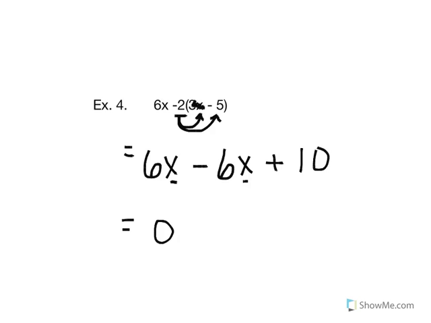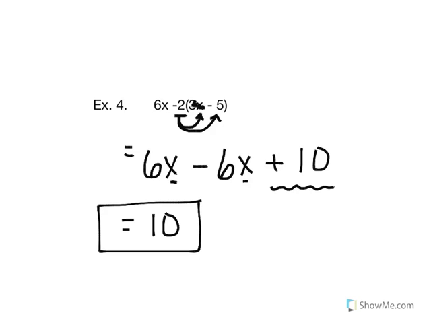Now I could write 0x, but in algebra we think that's kind of silly, and we just say, hey, what I have is nothing. I do, however, have this number term, so my final answer is just 10. My x's canceled out. I just had those numbers. That number is my final simplified solution.